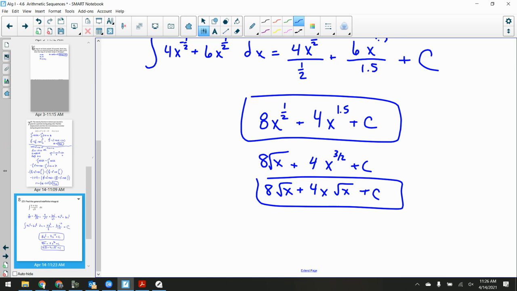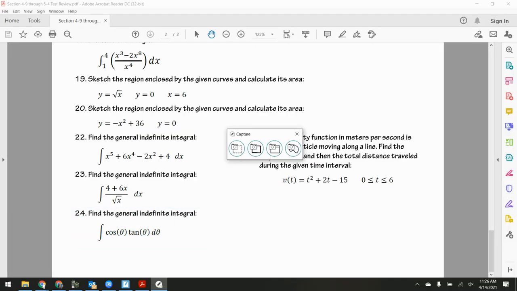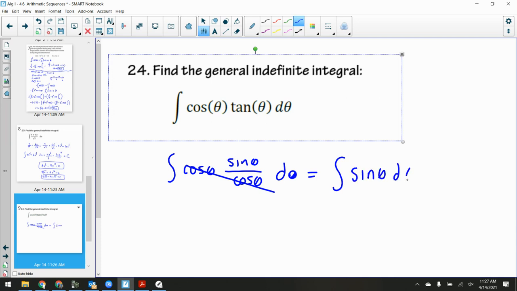Okay, what one did you say? 24. Oh yeah, the trig one. This one is tricky until you figure out that it simplifies. Like, oh, what's cosine, and you have to do tangent. But what is tangent? Sine over cosine. Sine theta over cosine theta, d theta. Whatever, you get the idea. And then what happens? The cosine cancels. So this is the integral of sine theta d theta, which is what? You have to add a C. Negative cosine plus c.